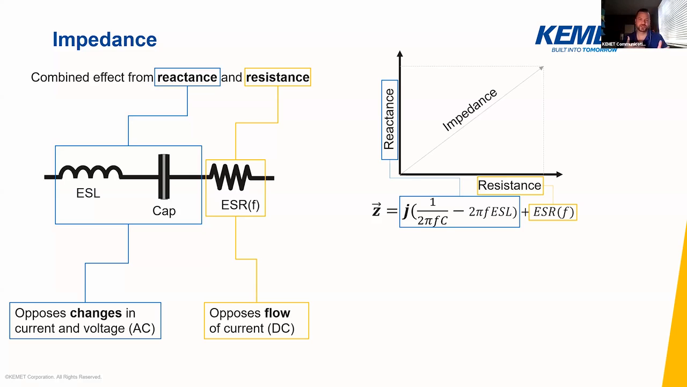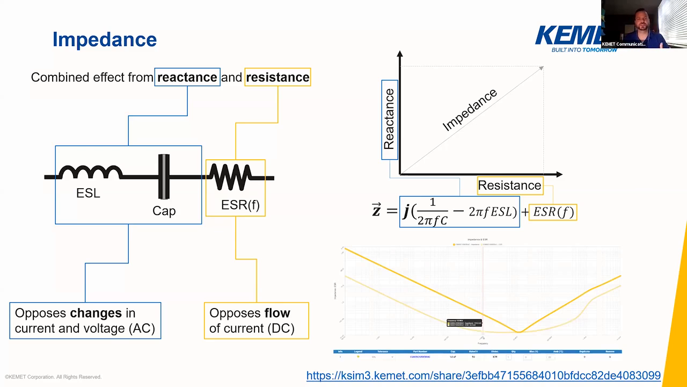Resistance and reactance are orthogonal to one another, but they combine together to form that vector that we know as impedance. And an interesting thing happens at a particular point in frequency of a capacitor, or really any passive component. That happens when the capacitive reactance and the inductive reactance are equal to each other, and they cancel out. And the only thing you're left with is the real portion, or the ESR, of the capacitor itself. And you can actually estimate some of those effects using our simulation tool, KEMET.